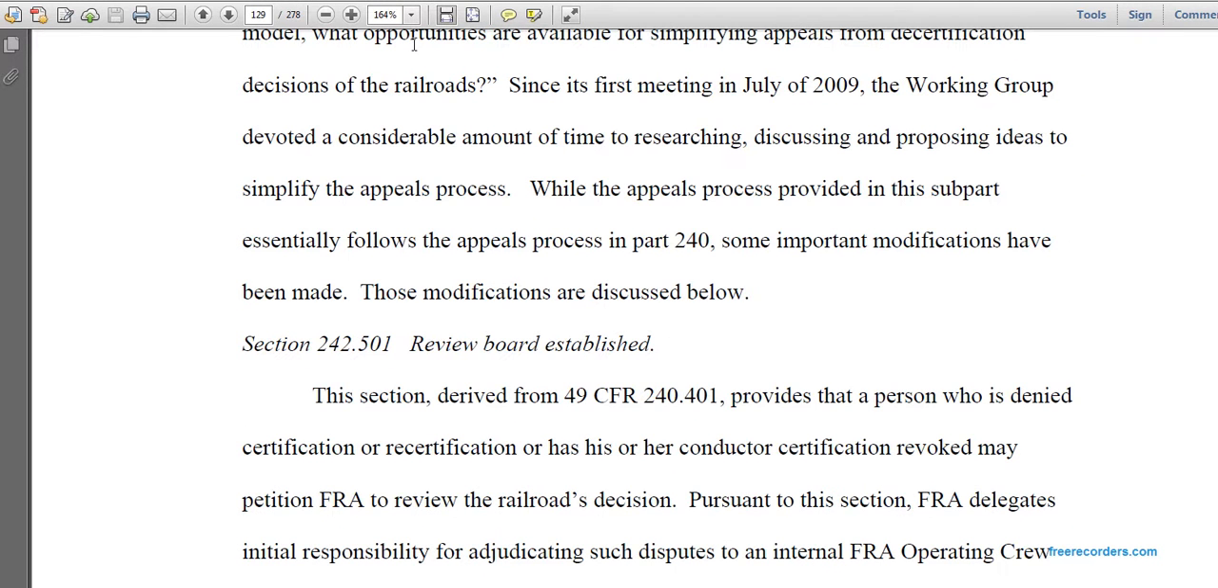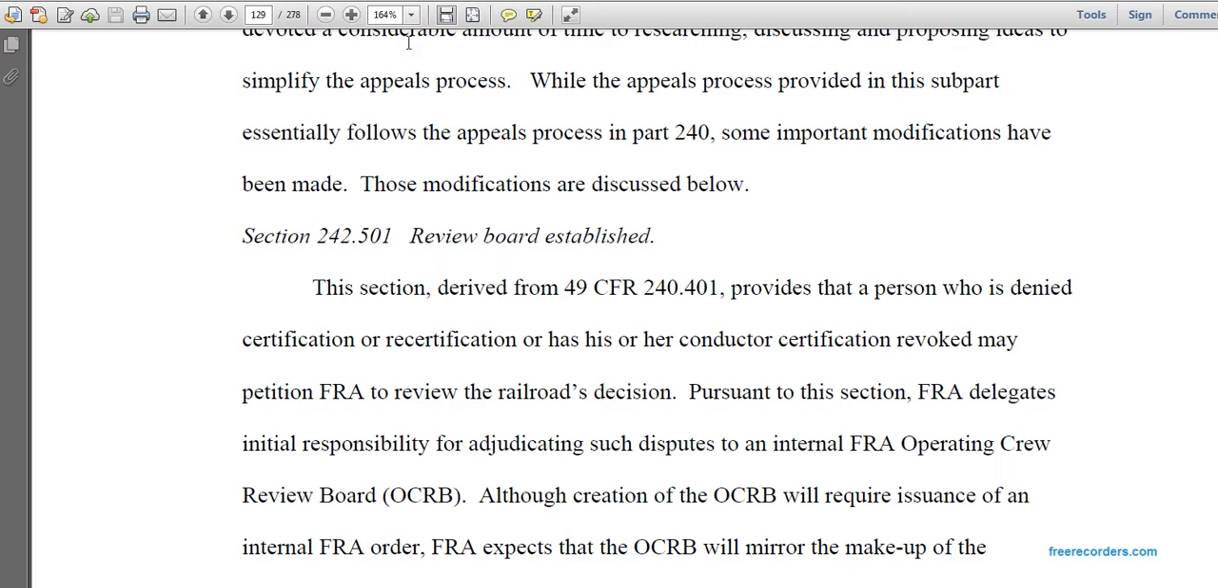Section 242.501, Review Board established. This section, derived from Title 49 CFR 241.401, provides that a person who is denied certification or recertification, or whose conductor certification is revoked, may petition the FRA to review the railroad's decision pursuant to this section. FRA delegates the initial responsibility for adjudicating such disputes to the internal Federal Railroad Administration Operating Crew Review Board, the OCRB.